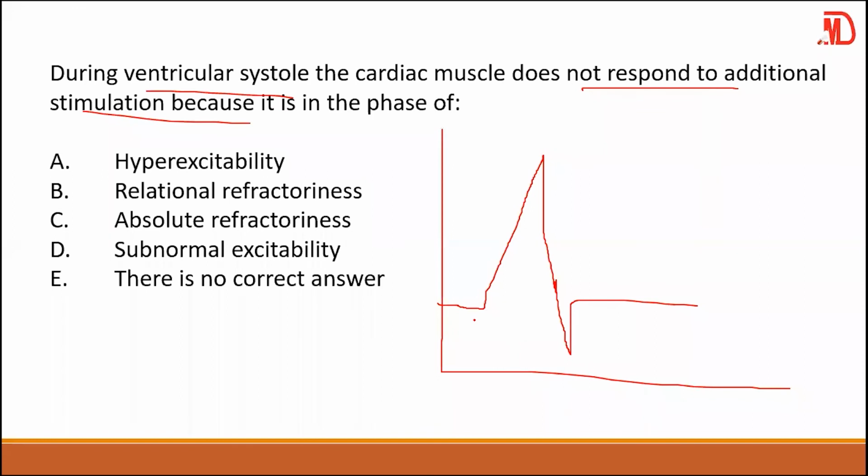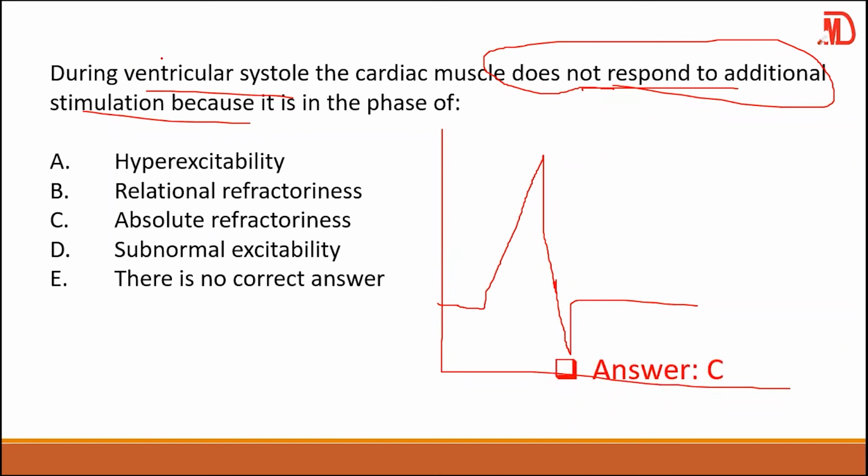Okay. So at this point, whatever you do, it will not happen. And that's what they say, that no additional stimuli could stimulate this cell. So here you are thinking of what? An absolute refractory period. So your answer here is what? Is C. All right.